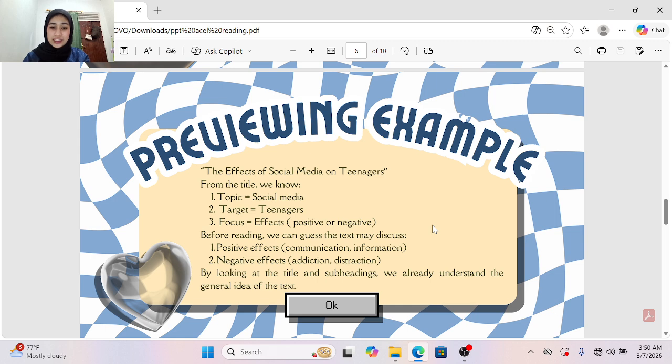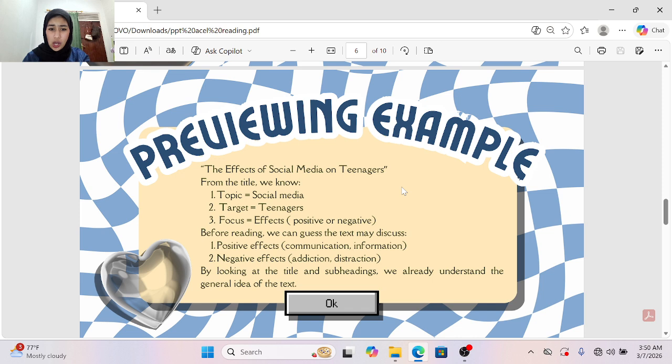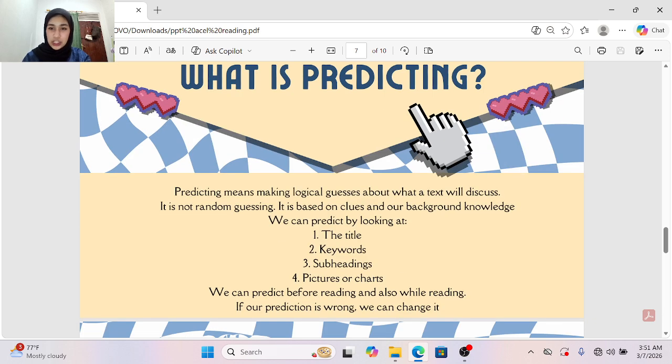For example, the title is The Effect of Social Media on Teenagers. From the title, we know that the topic is social media and the focus is on teenagers. The word effect means the text will discuss the impact of social media. Before reading, we can guess the text may explain the positive and the negative ones. For example, positive effects like communication and information, and negative effects like addiction or distraction. So, even before reading the text completely, we already have an idea about the topic.